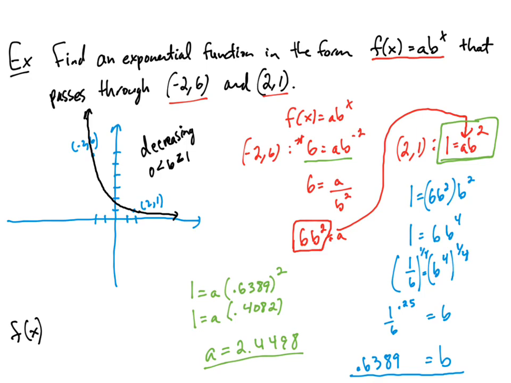So we have an a value, we have a b value, so ultimately we can put this all together into our function. F of x is equal to 2.4498 times 0.6389 to the x power.